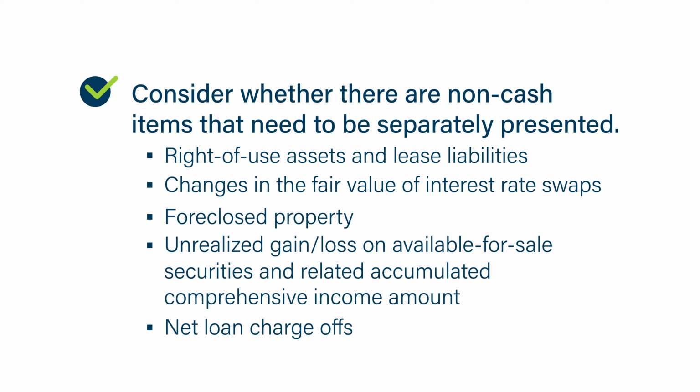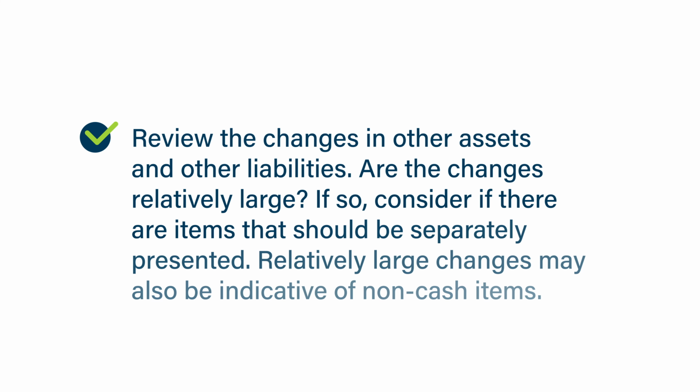Megan, how about the last two? Yeah, great explanation, David. Going into what we had talked a little bit about on reporting within the face of financials, what are some new significant items that may need to be disclosed? So anything over that 1% that we had been talking about. You're going to take a look at the changes in other assets and other liabilities. Are any of the changes relatively large? Are they worth disclosing at a separate level? If so, then are they going to be separately presented? Relatively large changes may also be indicative of those non-cash items that David just went through and reviewed.